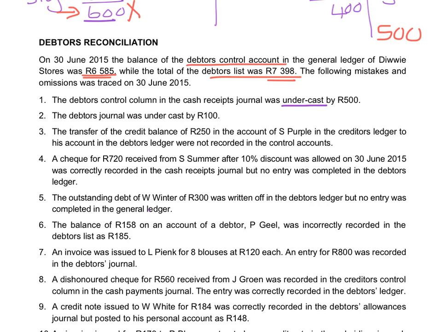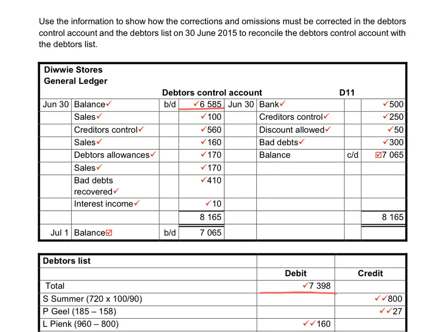If we record something in the cash receipts journal, bank is debited and debtors control is credited. Therefore, if we put 500 too little on the credit side, we will have to correct this mistake by entering 500 Rand on the credit side. The debtors control account will be credited with 500 and the bank account will be debited. There was no individual entry mistake in the journal, so there is no mistake in the debtors ledger.